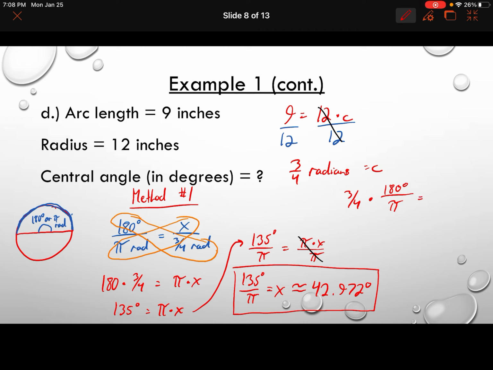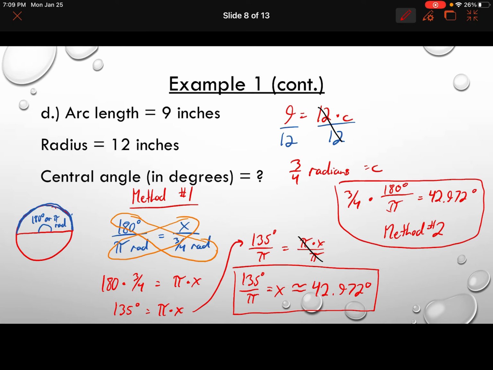And that gives you the same answer, which is 42.972 degrees. So that's method 2. Okay, so you can either set up a proportion or just remember that to convert from radians to degrees, you have to multiply by what we call a conversion factor, basically 180 degrees over pi.